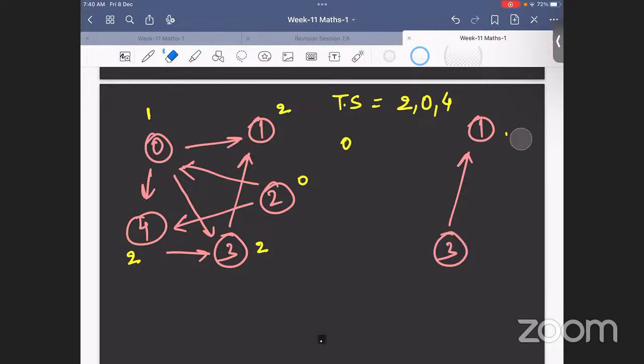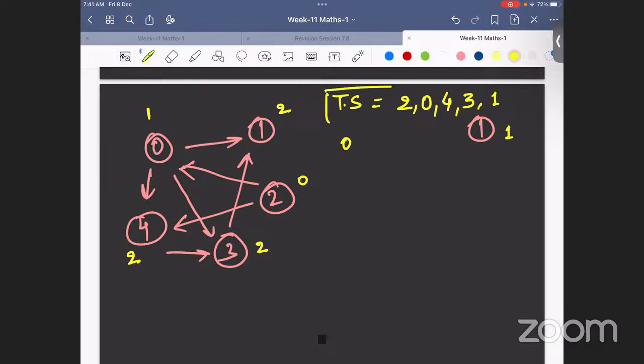And now you have to update the value of in degree again. If you are updating the value of in degree again, what should be the value? 0 and 1. Now you'll be writing here the sequence 3, and then again you'll remove 3 from here, and then the edges. Now you are left with one only, so you'll be writing 1 here. So this should be your topological sequence.